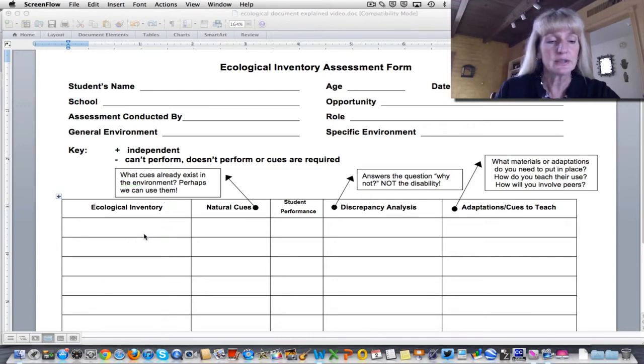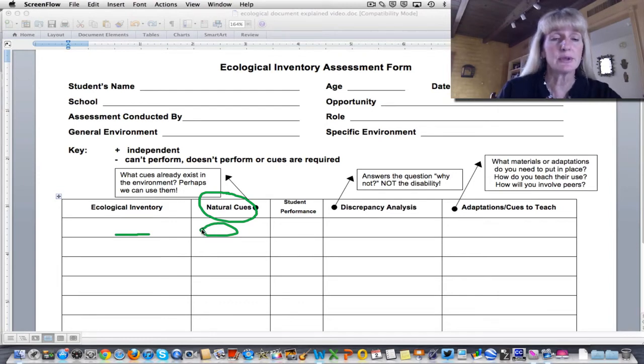The next point that we look at are what are the natural cues involved in each one of those steps. So we have a step here. Are there things in the environment that are already there that tell us how to do that step? For example, when you walk into a Target store, how do you know where the carts are? How do you know where the front door is? What are those cues that you take for granted that might help us work with a student with significant disabilities if we point it out to them?